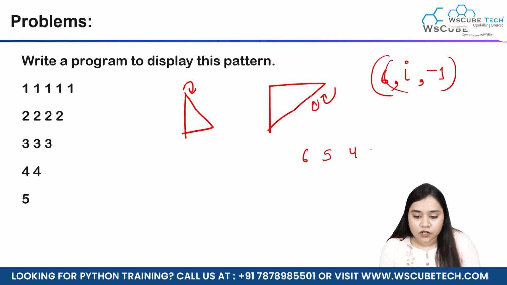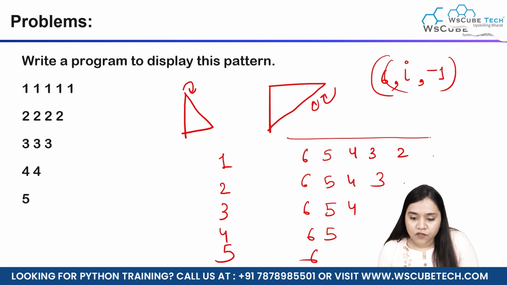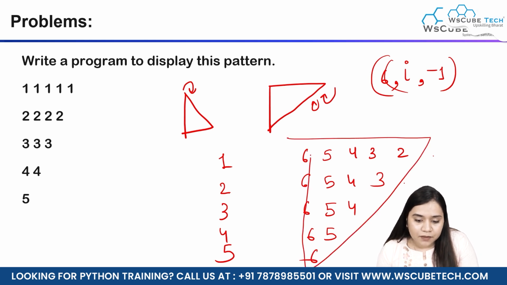5, 4, 3, 2, because the row is 1. So 1, 2, 3, 4, 5. The rows will remain the same because the row is 1, so 1 would not come over here. In the next case, it would be 6, 5, 4 and 3 because it won't go up to 2. Then 6, 5, 4 in this case, 6, 5 in this case, and just 6 in this case. But we don't need to obtain these numbers. These are just to make you understand what we need to obtain.